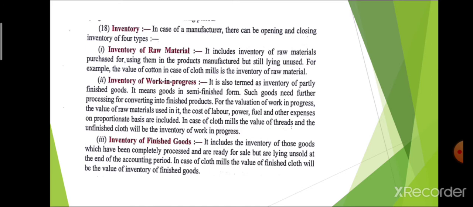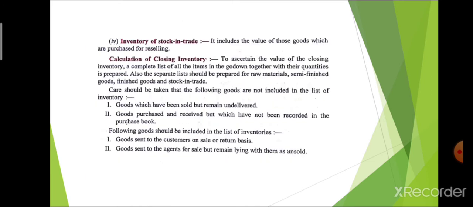Inventory of finished goods. In this part, the goods are prepared or completed for sale but are lying unsold at the end of the accounting period. In simple terms, furniture is prepared or ready for sale, but on 31st March, that furniture is not sold in the market. So that is considered as inventory of finished goods. The next term is inventory of stock in trade. It means the value of goods which are purchased for resale, that is called inventory of stock.